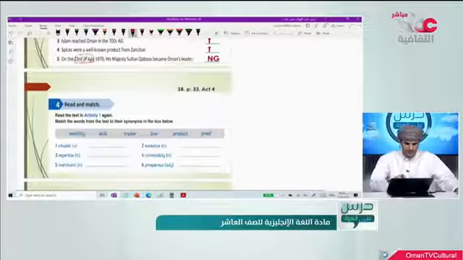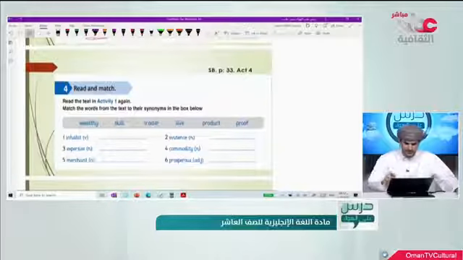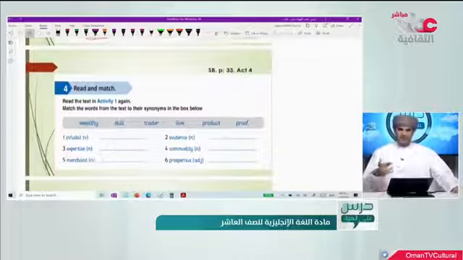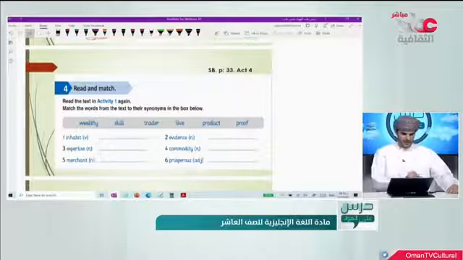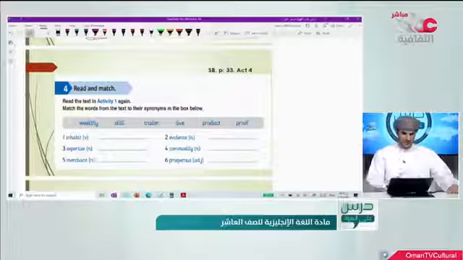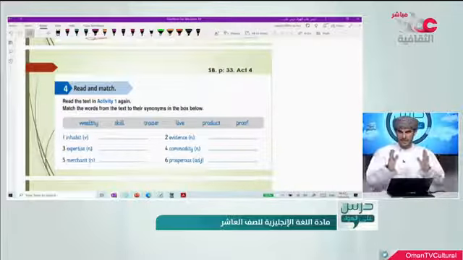Okay. Let's go now to a very interesting activity, which gives you more and more vocabulary. Read, Ahmed. Read the text in activity 1 again. Match the words from the text to their synonyms in the box. What is a synonym? Synonym means the same meaning, okay? The same meaning.